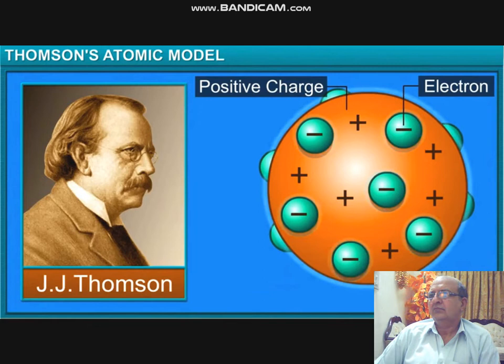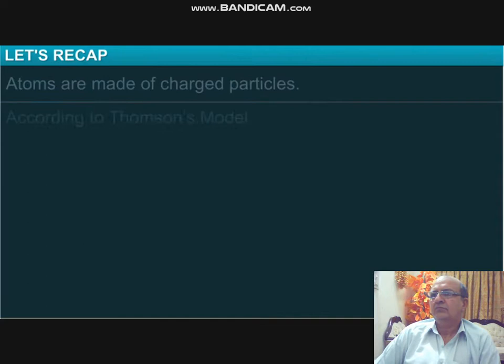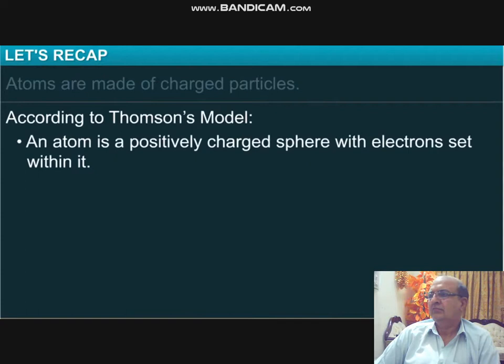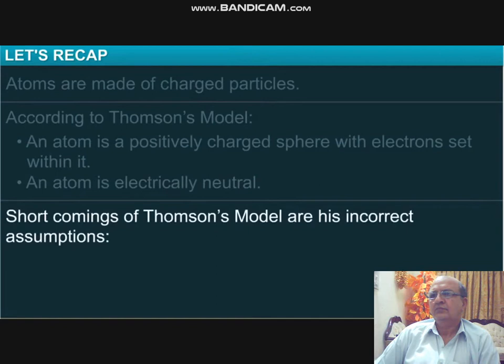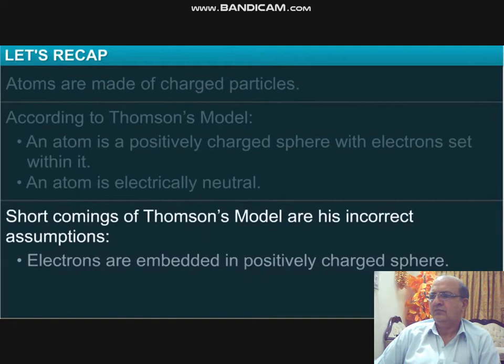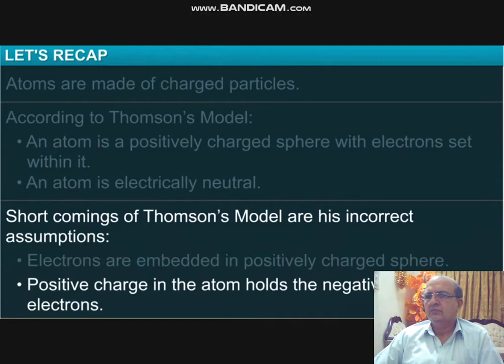This assertion failed to explain many experimental observations. In this module, you have learnt that atoms are made of charged particles. According to Thomson's model, an atom is a positively charged sphere with electrons set within it. An atom is electrically neutral. Shortcomings of Thomson's model are his incorrect assumptions. Electrons are embedded in positive charge. Positive charge in the atom holds the negatively charged electrons.